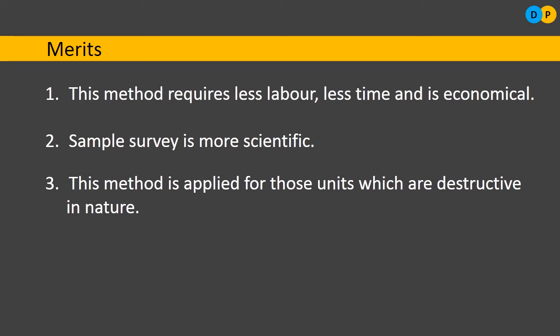And the third one is, this method is applied for those units which are destructive in nature. As I said earlier, if you want to test the quality of crackers, how do you test them? By lighting them with fire. If you light all the crackers, then you are left with nothing. So for those units which are destructive in nature, if you want to test them or make an inquiry on them, then the best method is to choose only a few samples out of the population.